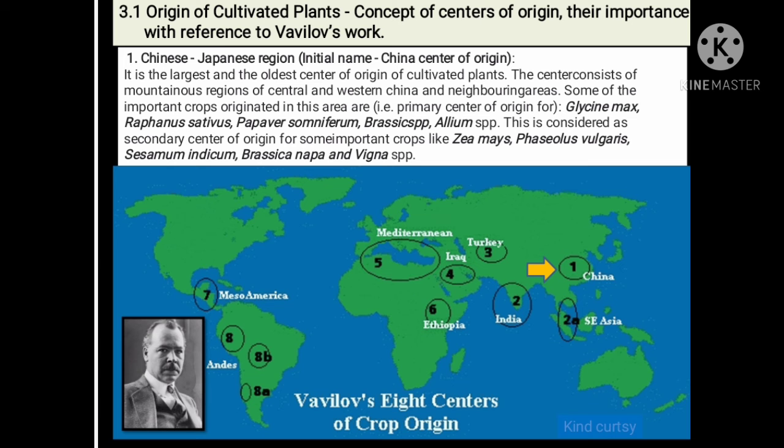It is the largest and oldest center of origin of cultivated plants. The center consists of mountainous regions of central and western China and neighboring areas. Some of the important crops originated in these areas are Glycine max, Raphanus sativus, Papaver somniferum, Brassica species, and Allium. This is considered a secondary center of origin for some important crops like Zea mays, Phaseolus vulgaris, Sesamum indicum, Brassica napus, and Vigna species.